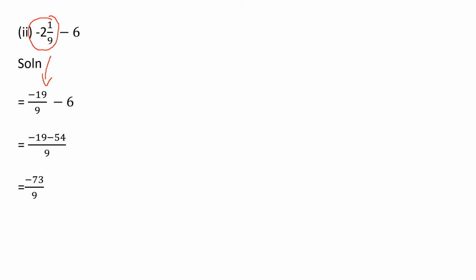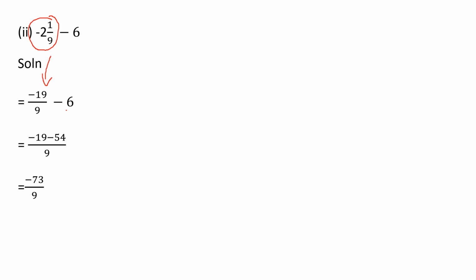So this is minus 2. Don't forget the symbol. Okay, you have here minus 2 1 by 9. Minus 2 1 by 9. So when you convert it, 2 into 9, 2 nines are 18. 18 plus 1, 19. So minus, don't forget that symbol, minus 19 by 9 minus 6.